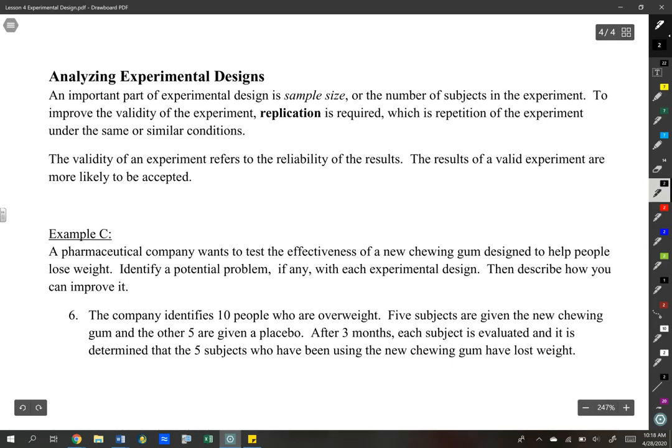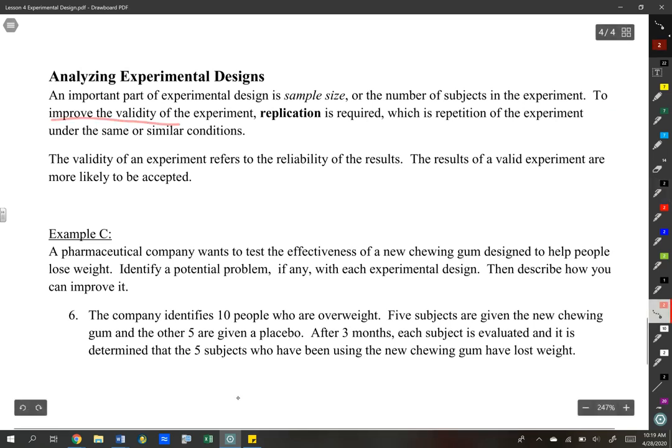An important part of experimental design is sample size, or the number of subjects in the experiment. So if you think about it, if I was trying to form an opinion about what the sophomores think about their favorite music genre, right? And I only asked 10 sophomores. And then instead of asking 10 sophomores, I asked 200 sophomores, and we compared the results. Well, which one would you be relying more heavily on? You would be on the one that I asked 200 people, right? So sample size is extremely important in experimental design.